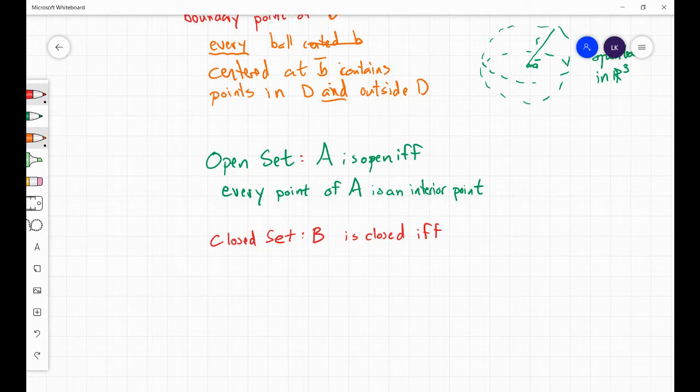Yes. So B is closed if and only if all boundary points are contained in the set, in the region. Yeah.